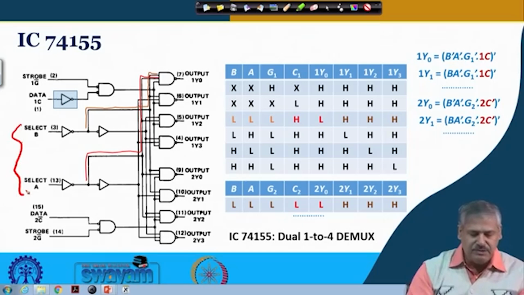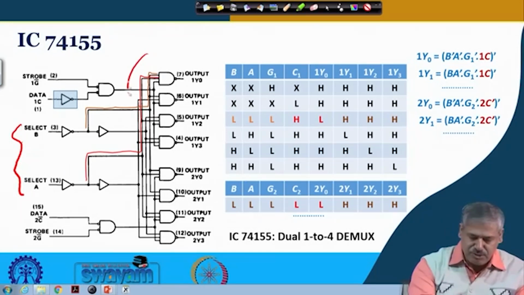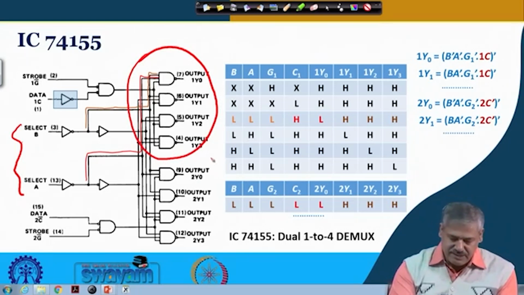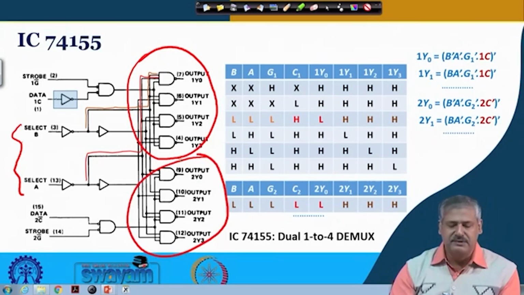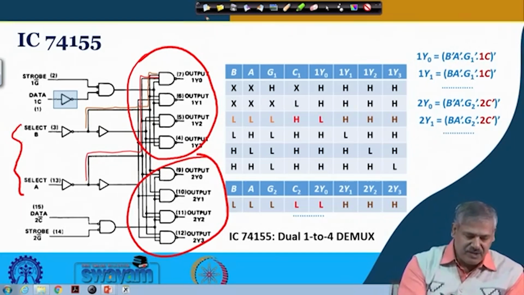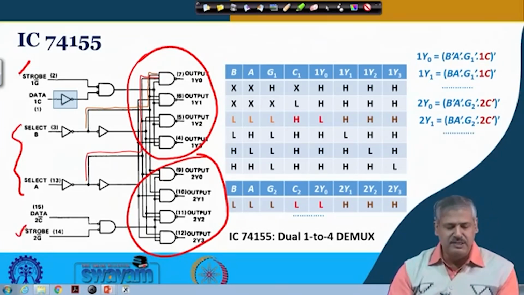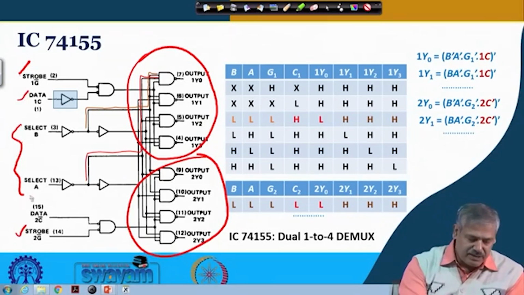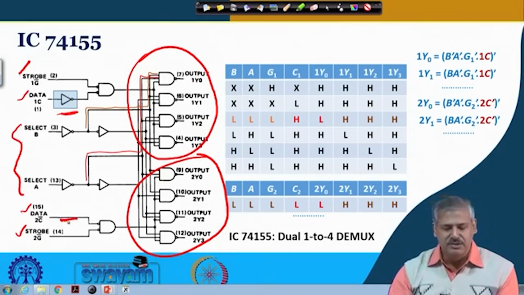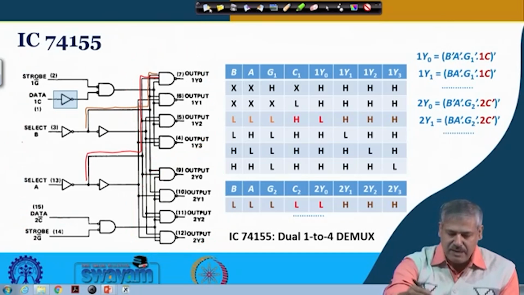So, this is the select line which is common, and this is one 1-to-4 demultiplexer, and this is another 1-to-4 demultiplexer, right. We can observe that each has a separate strobe and separate data. There is one difference: this data has an inverter, while this data does not have an inverter. Okay, we take note of this.